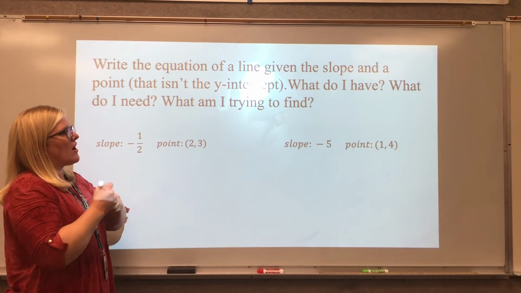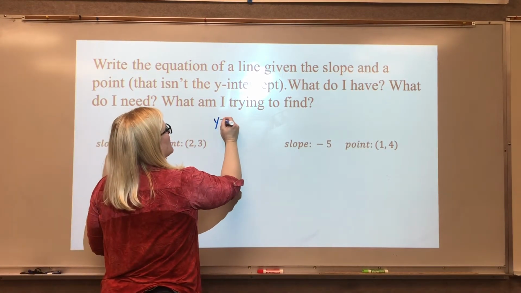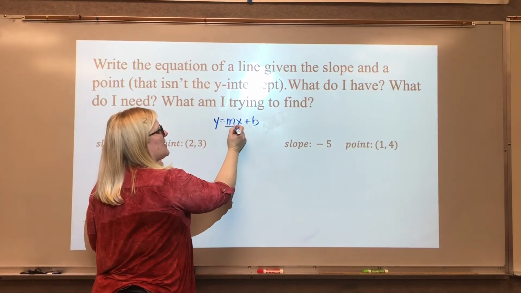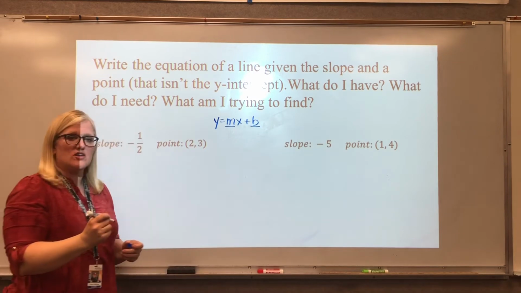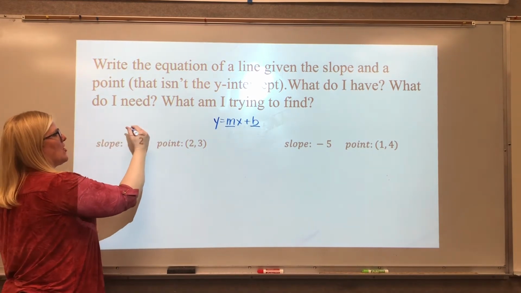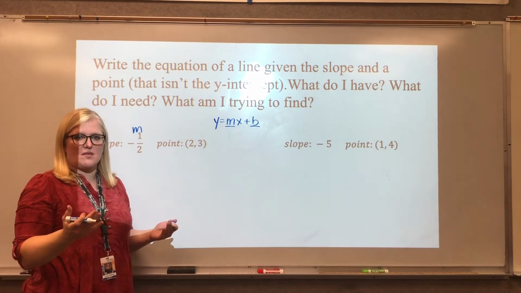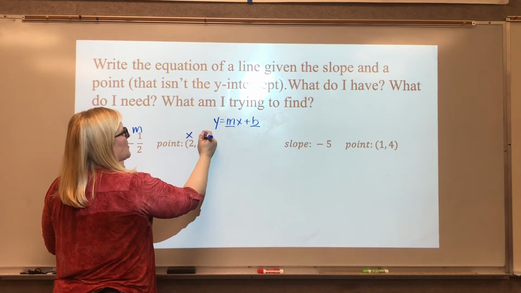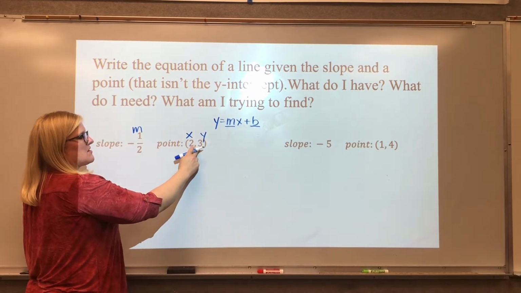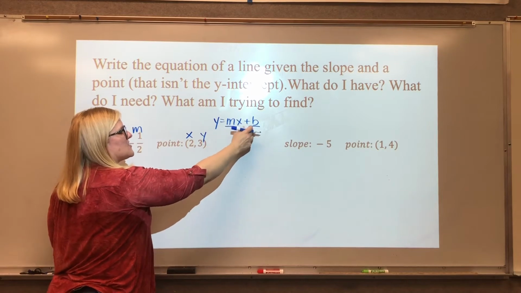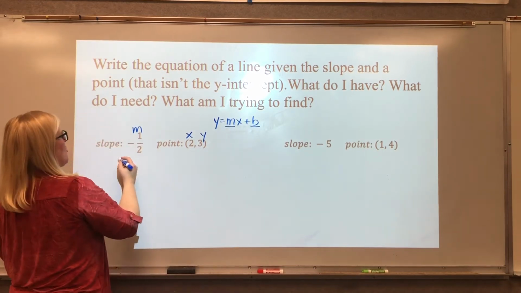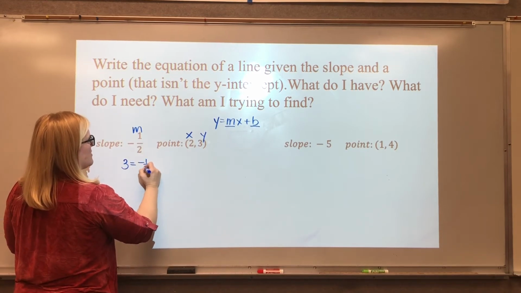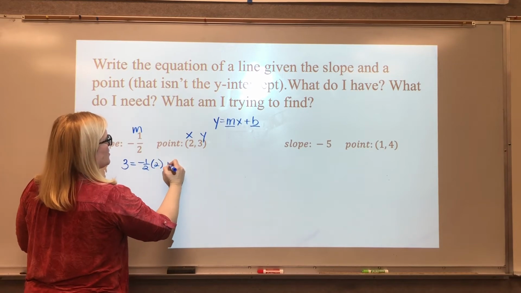So we are ultimately wanting to write an equation of a line, y equals mx plus b. In order to do that, I need a slope and I need the y-intercept. Here I have the slope, but I don't have the y-intercept. So how do I find that? I'm going to plug these numbers into this equation to get b.